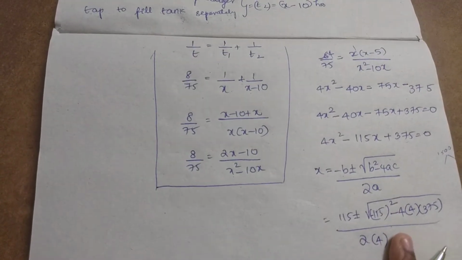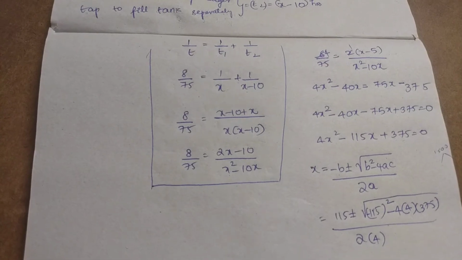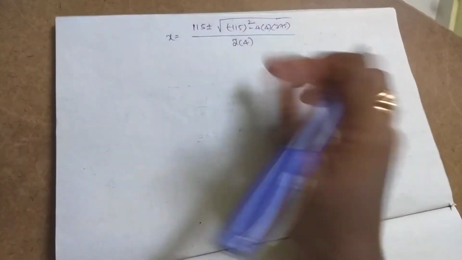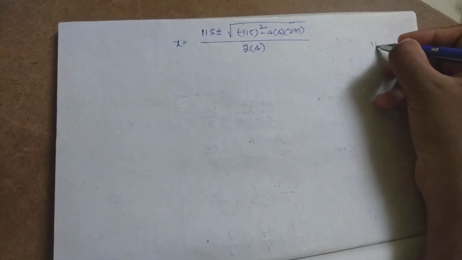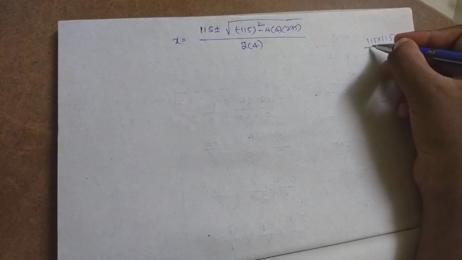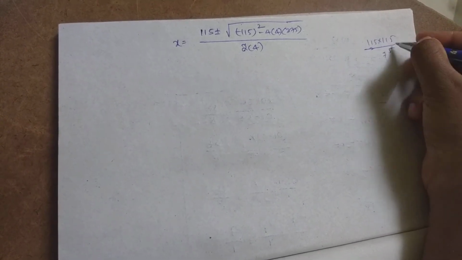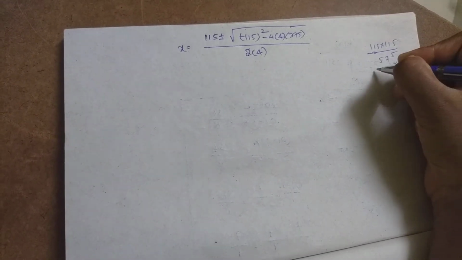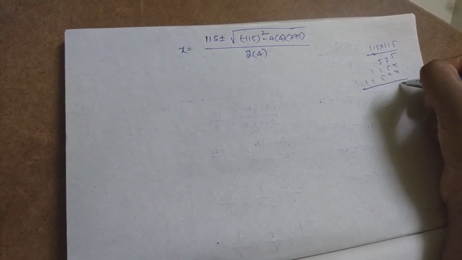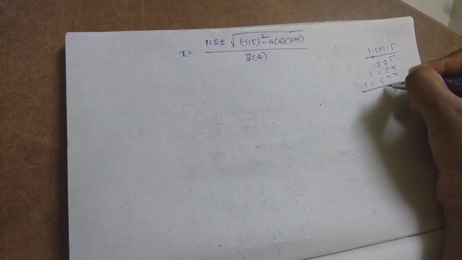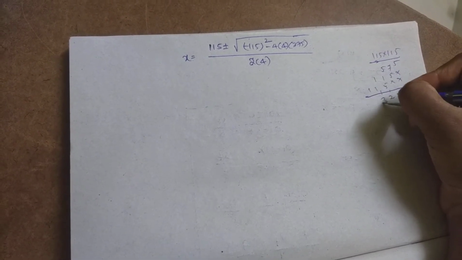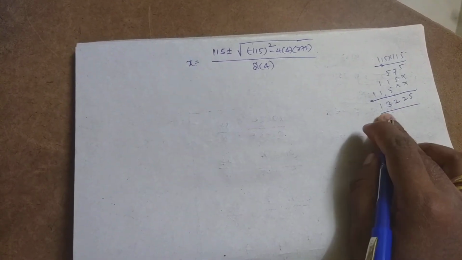So due to lack of space, I am continuing on the next page. Okay, so continuing, 115 square, what does it become? 115 into 115, what do we get? 5 1s are 5, 5 5s are 25, 5 1s are 5 plus 2 is 7, 5 1s are 5. So 115 into 115, what do you get? 5, 2, 5 plus 5 is 10, 10 plus 2 is 12, 1, 3. So 13225 is the 115 square.